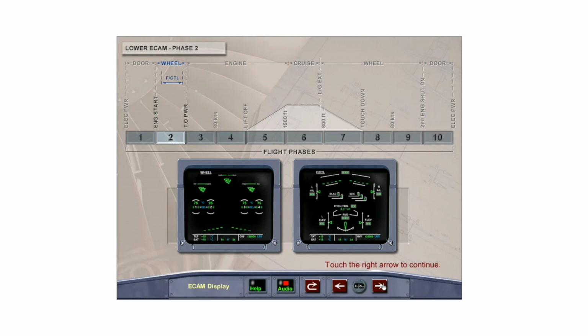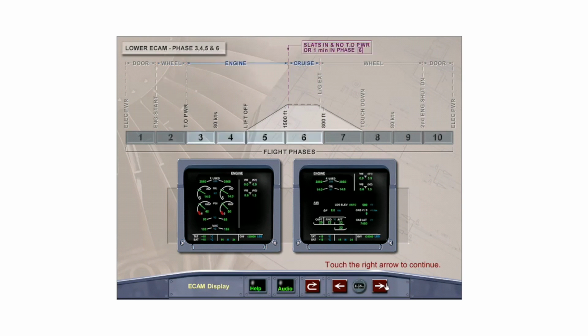The wheel page is displayed in Phase 2, 10 seconds after the engine start sequence is complete. The flight control page will temporarily replace the wheel page if either pilot moves his side stick or deflects the rudder pedals more than 22 degrees. This may be the case during the flight control check. At the application of takeoff power through Phases 3, 4, and 5, the engine page is displayed.